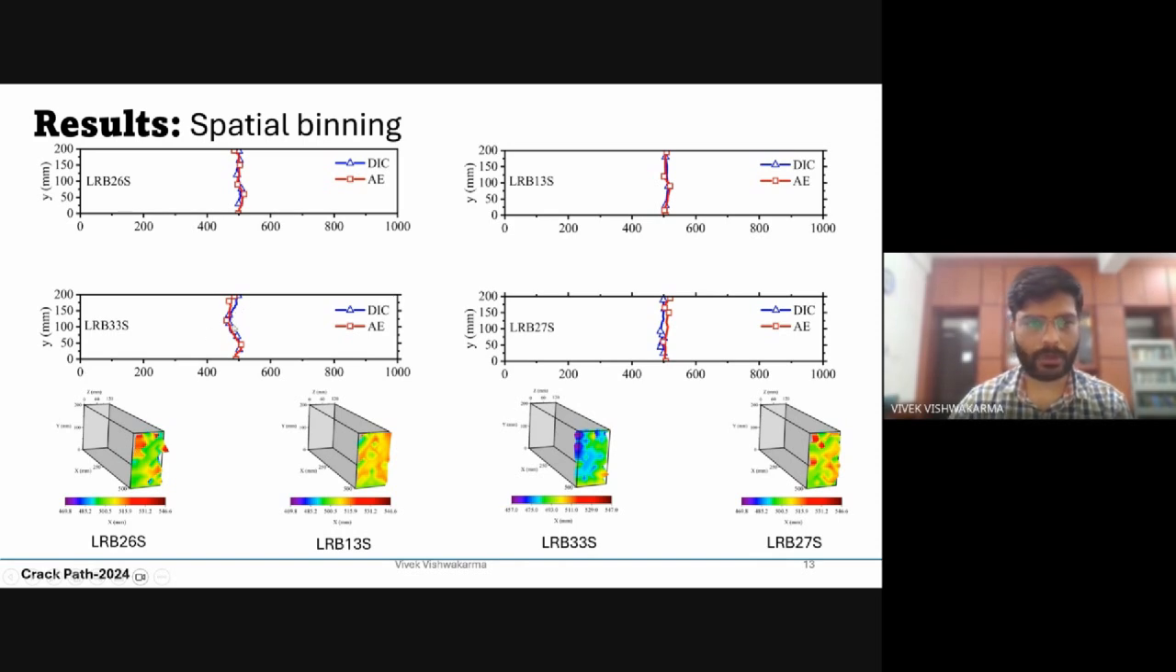DIC will give you only surface measurements, and in the case of concrete, because there is very negligible out of plane movement, you cannot employ 3D DIC also. So acoustic emission gives you a benefit of simulating the 3D plane also.